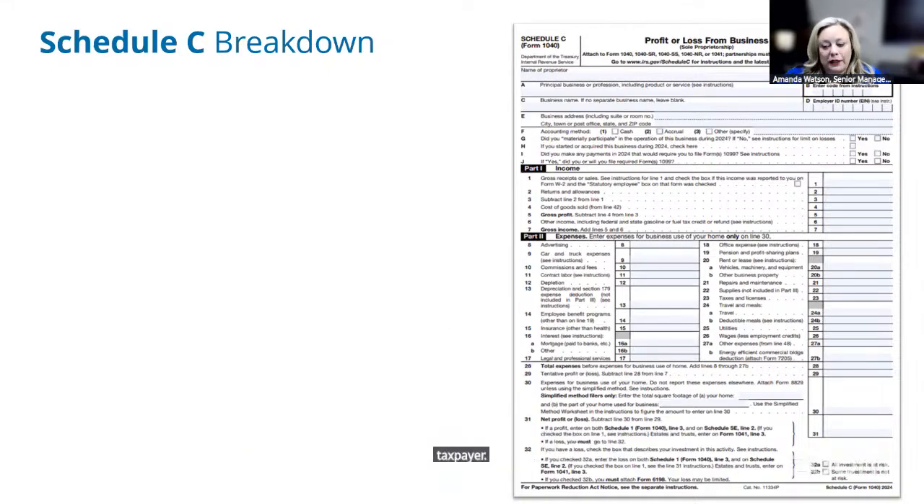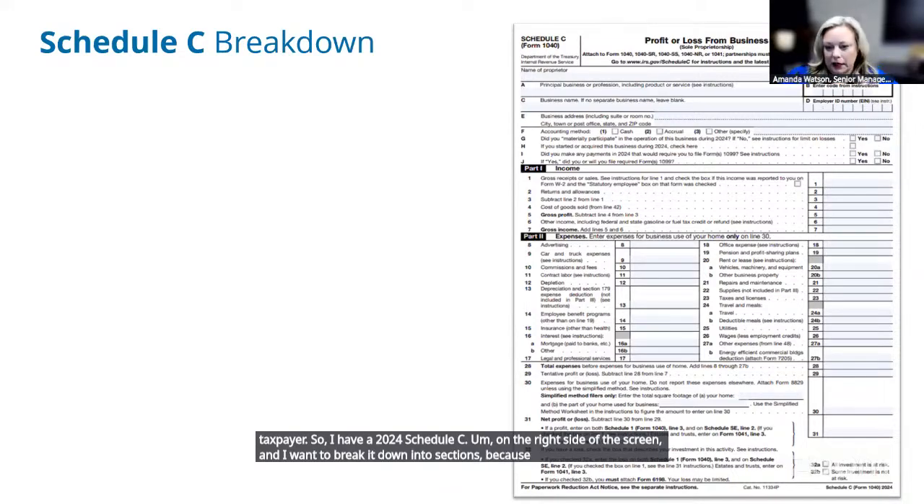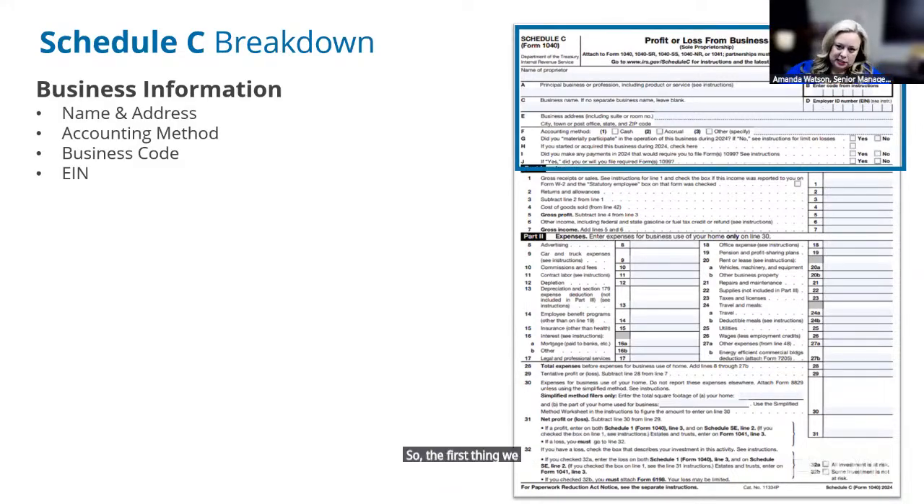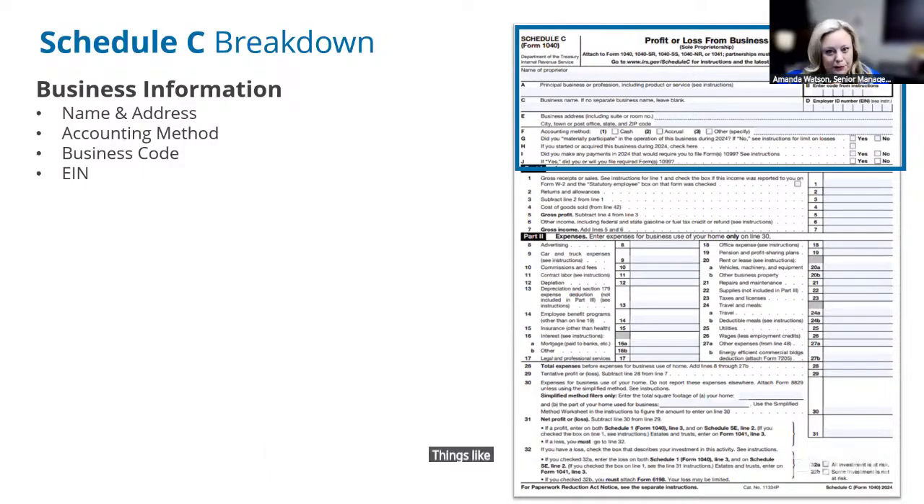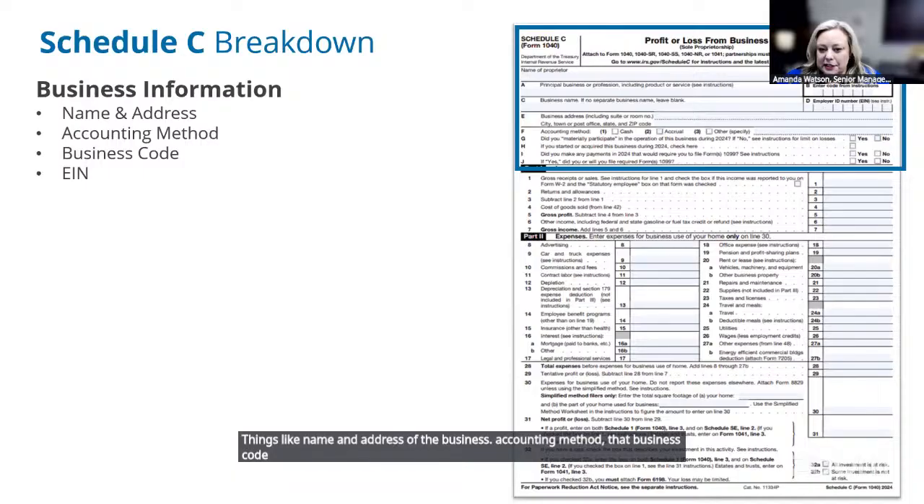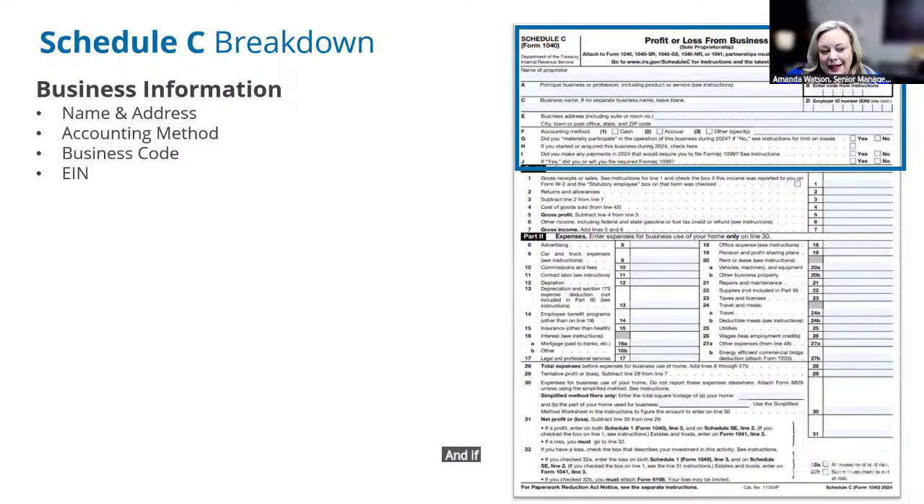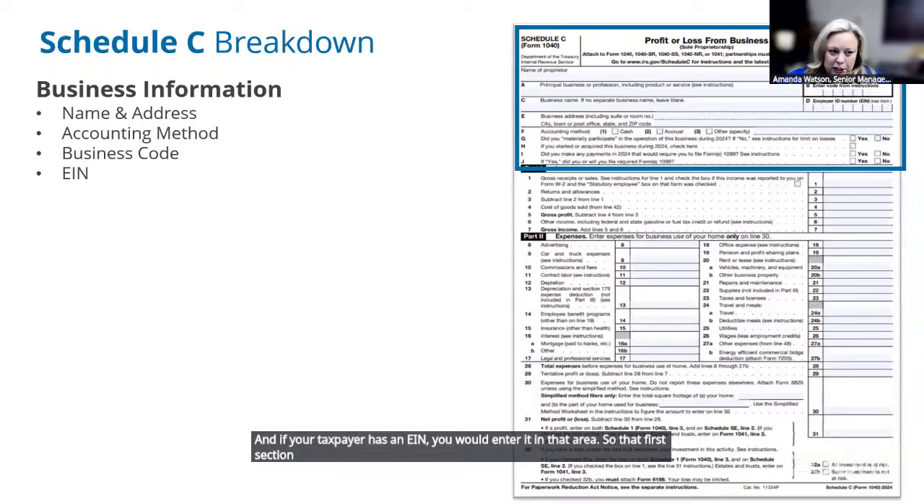So I have a 2024 Schedule C on the right side of the screen, and I want to break it down into sections because I really always like to start there. So the first thing we're going to look at is that top section at the top of the Schedule C. And this is where you're going to enter in the business information. This is just the basics. Things like name and address of the business, accounting method, that business code is really important. It tells the IRS a lot of things about the taxpayer's business. And if your taxpayer has an EIN, you would enter it in that area. So that first section is just informational.